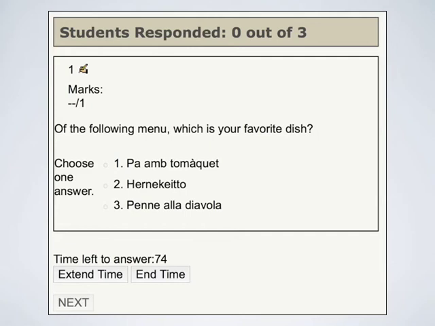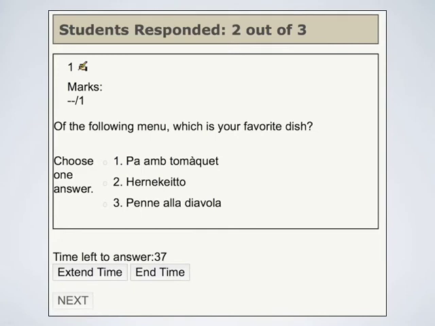That's a Northern European dish. And the third one, penne alla diavola, is an Italian dish. So this is being displayed in class. And then students answer this question by sending an SMS message saying capital R for respond, space, and then the choice they take, 1, 2 or 3.